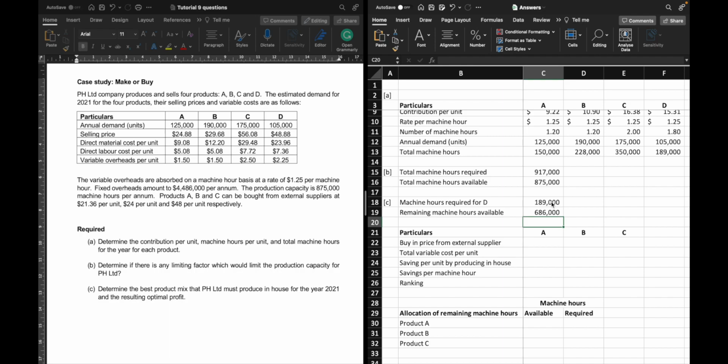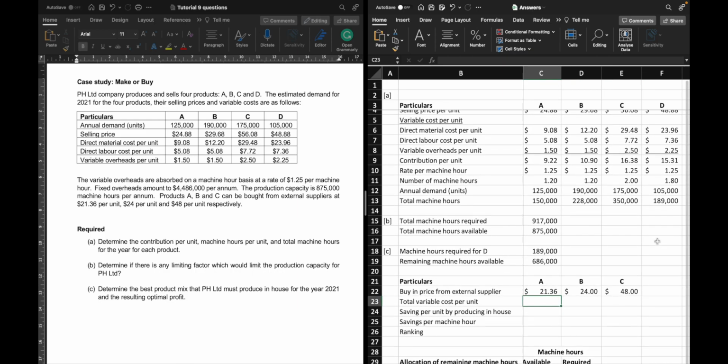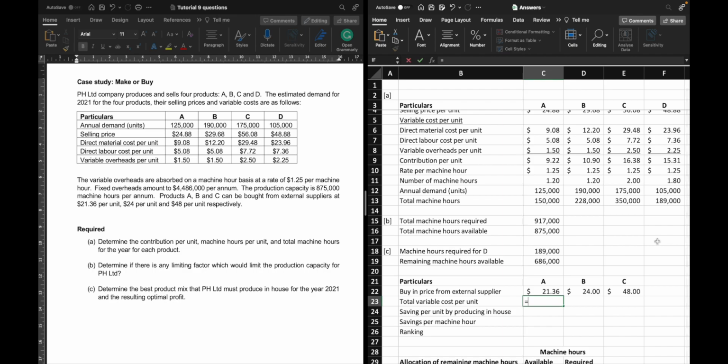Firstly, we will make note of the buy-in price for the various products A, B and C from external suppliers. Product A could be sourced at 21.36 from external suppliers. Product B can be sourced at $24 per unit from external suppliers, and product C can be sourced at 48 per unit from external suppliers. Now the total variable cost of producing these products in-house are as follows.